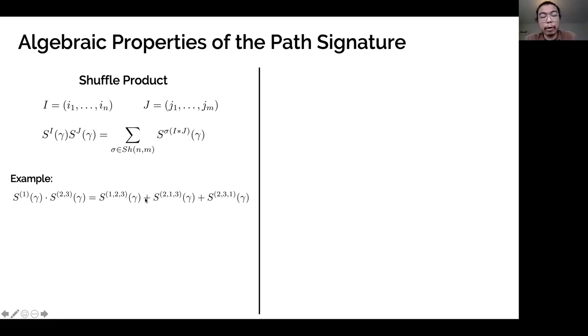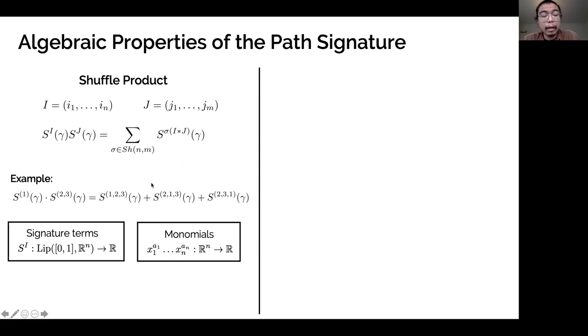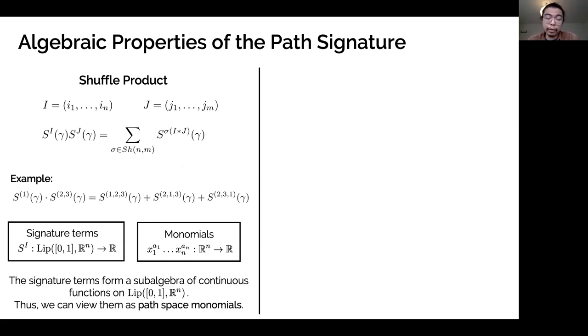And the main point I want to make here is that with this property, we can start to see some similarity between these signature terms, S^I, and ordinary monomials on R^n. And the similarity is the fact that we have this product structure, namely the signature terms or linear combinations of these signature terms form a subalgebra of the continuous functions on a space of Lipschitz paths. And so I'm going to start calling these signature terms S^I path space monomials. And then in the next slide, I'll give some more motivation behind this terminology.